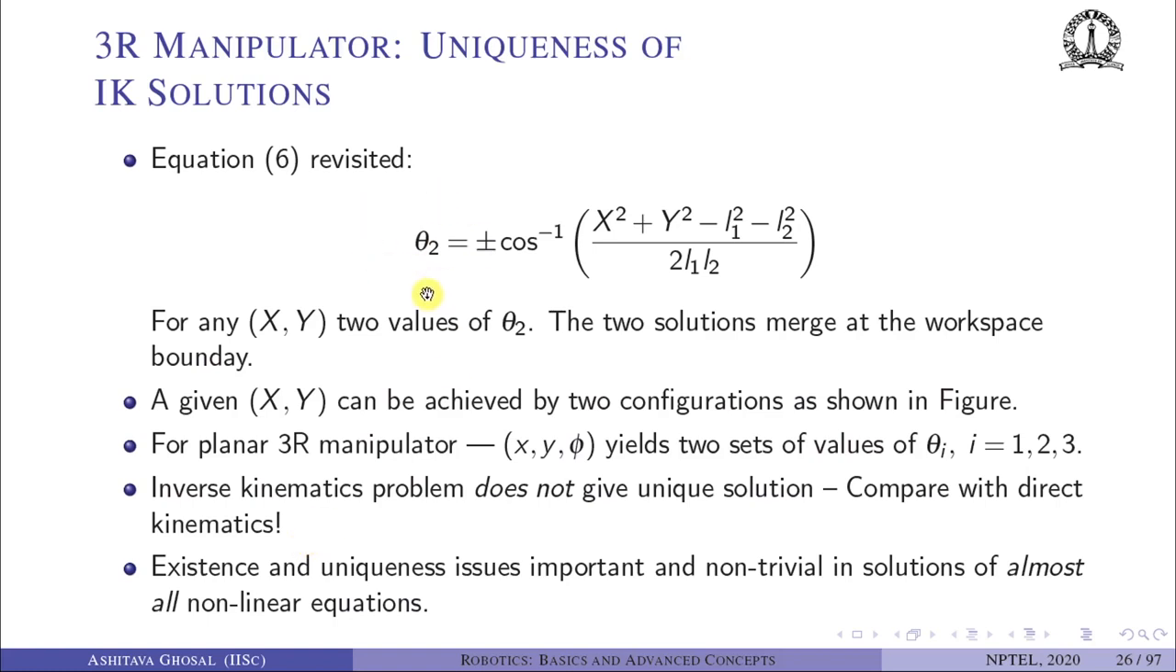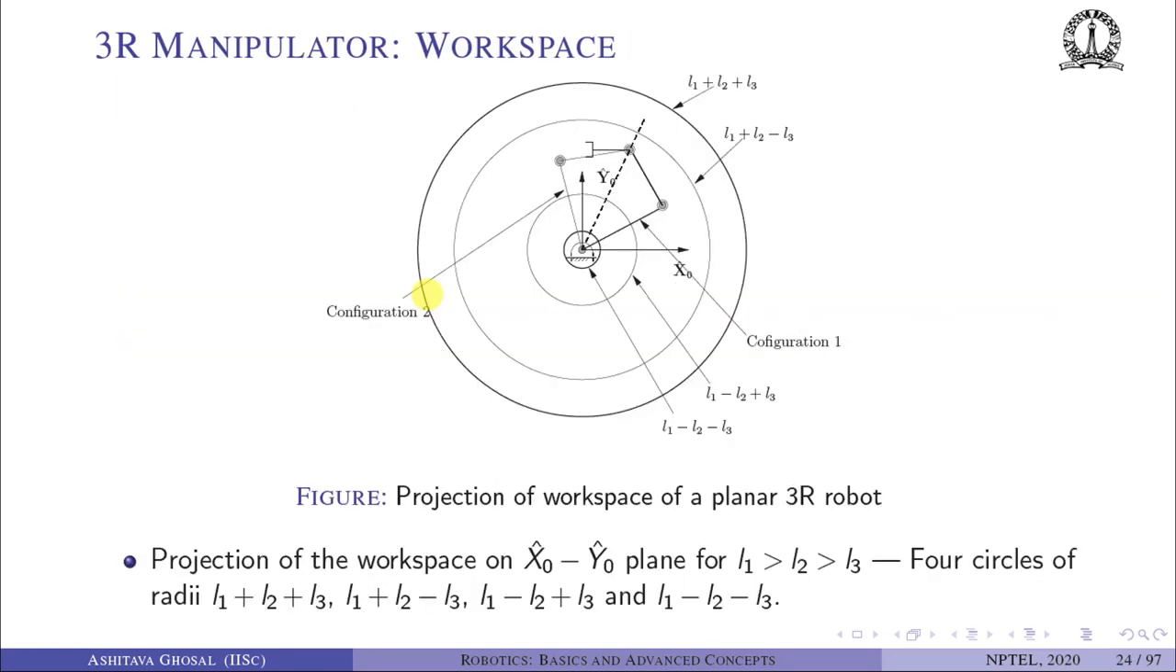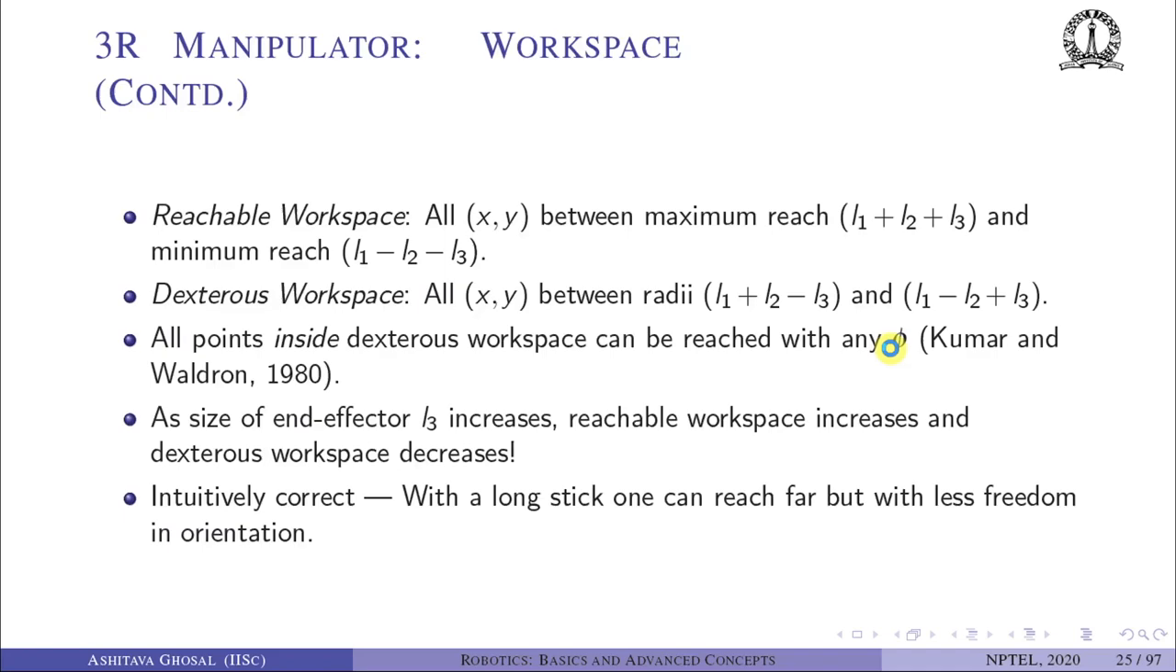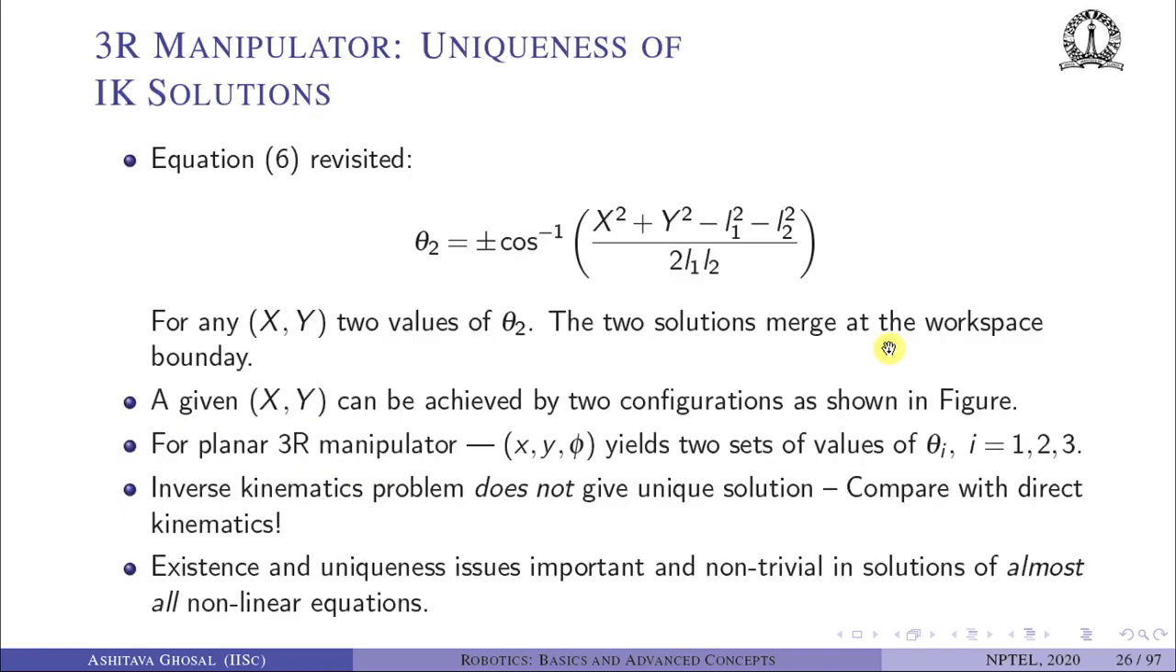In this case, uniqueness means what? We have two possible sets. So the solutions are not unique. And existence means what? We can obtain the values of X, Y, and Phi such that we can get an inverse kinematic solution. So all X, Y, Phi for which an inverse kinematic solution exists gives us this existence criteria. And the uniqueness criteria is how many possible joint angles satisfy the given X, Y, and Phi.